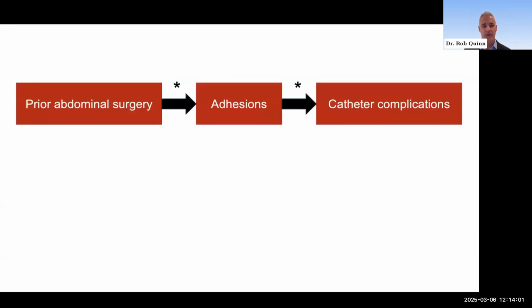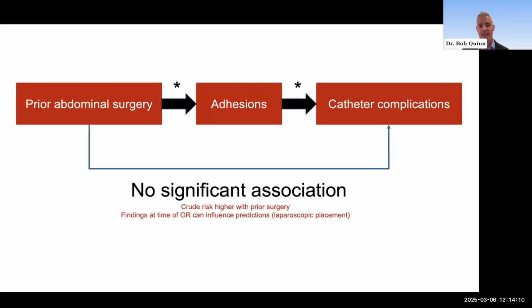So we were able to show prior abdominal surgery led to an increased risk of adhesions. And if you had adhesions, you're at higher risk of catheter complications. But simply asking the question, if you have prior surgery, do you have a higher risk of complications? The answer was no. So the bottom line was that for us in the clinic evaluating patients, simply having that history is not enough to sway our decision making one way or the other, because the increase in risk is small if it's present, and certainly not big enough that it should influence our decision making in most cases.